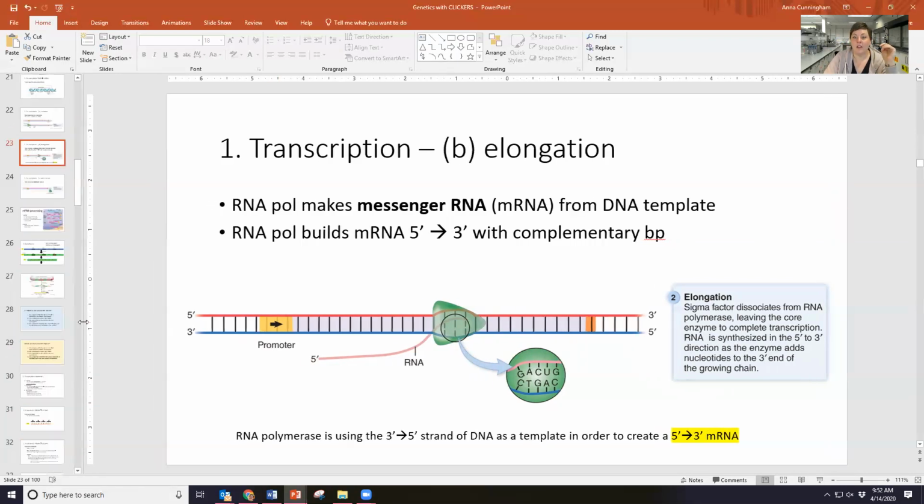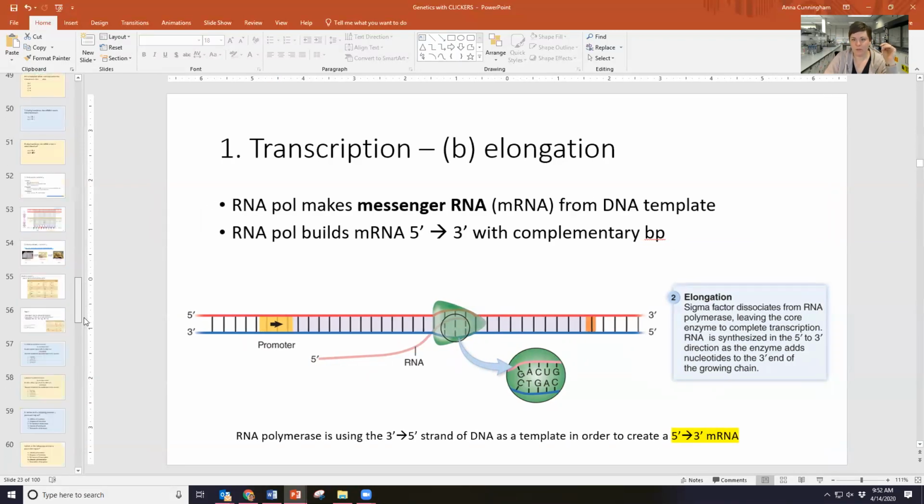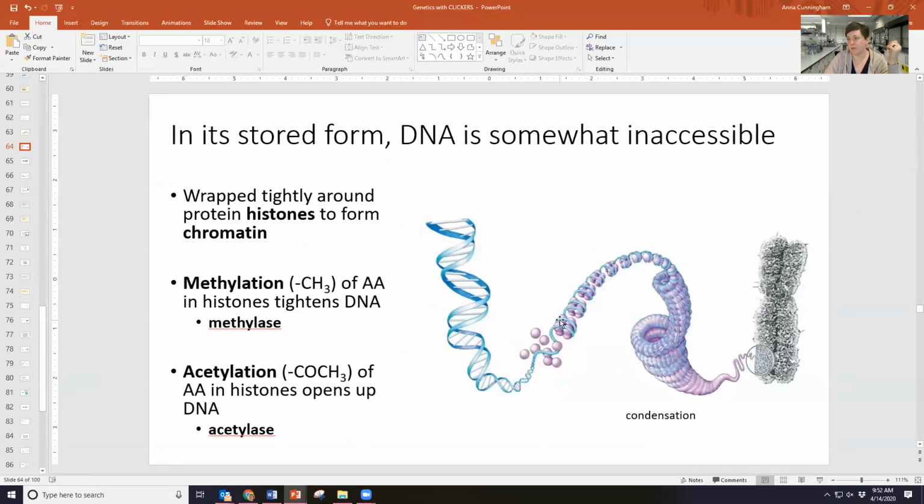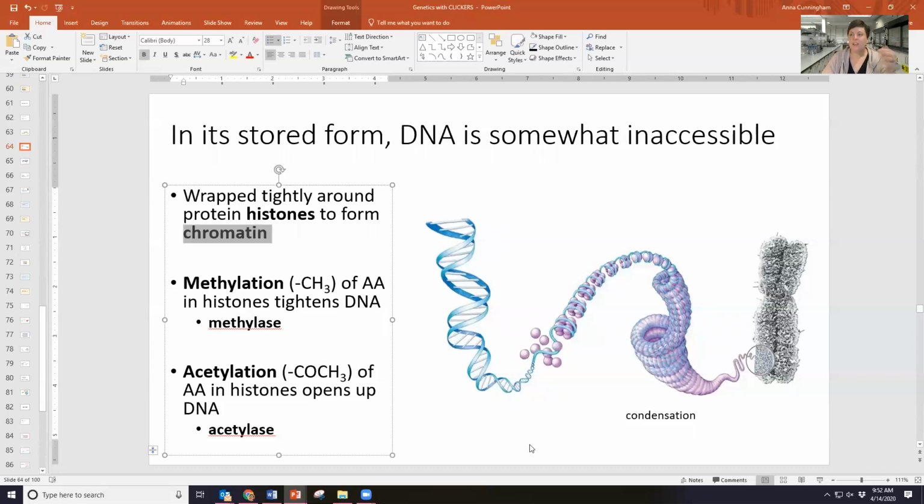In its condensed form, when it's wrapped and wrapped around those histones, it is inaccessible to any enzyme, right? So if you have it condensed into a chromosome, or in its condensed form, what we call chromatin, it is inaccessible to enzymes. This includes DNA polymerase for replication and RNA polymerase for transcription.